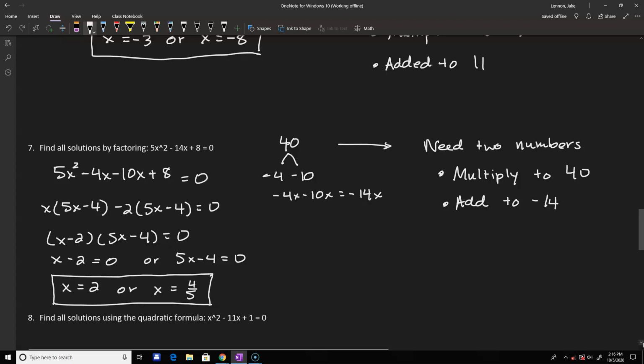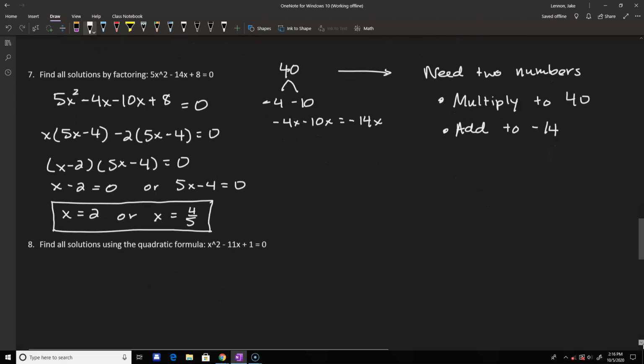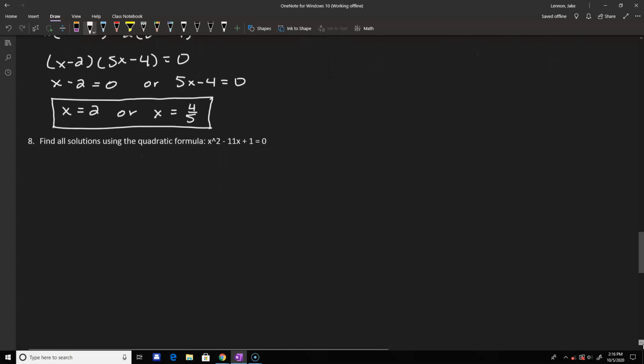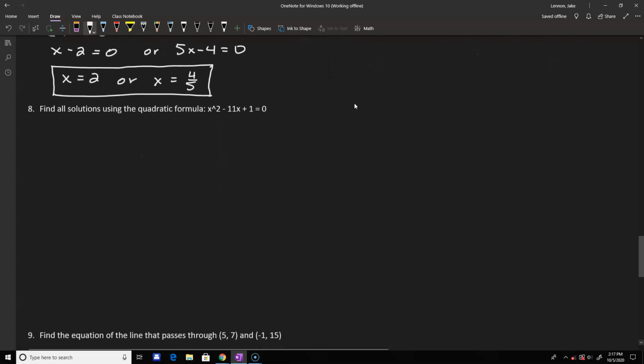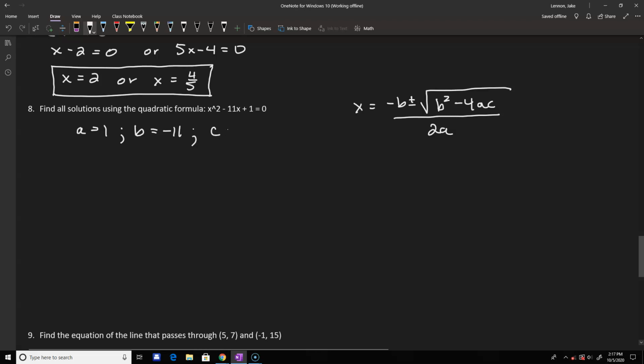All right, so for problem number 8, we need to use the quadratic formula. So remember, the quadratic formula looks like x equals -b plus or minus the square root of b squared minus 4ac, divided by 2 times a. And for this problem, our a, b, and c are the numbers in front of x squared, x, and the constant term respectively. So we have a equals 1, b equals -11, and c equals 1.